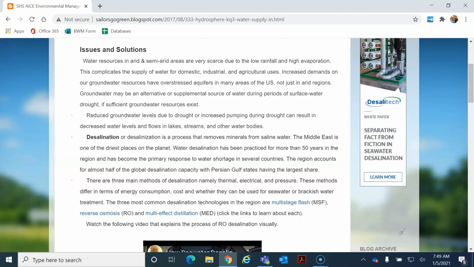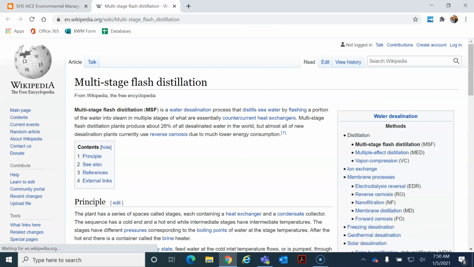There are three main methods of removing salt from water. These are thermal, electrical, and pressure. The methods differ in terms of their energy consumption and costs, and whether they can be used for seawater or just brackish water. So brackish would be a little less salty. The three most common desalination techniques in that region are called multi-stage flash, reverse osmosis, and multi-effect distillation. And you can learn about each of those by clicking those links. Just real quick, let's take a look at that.